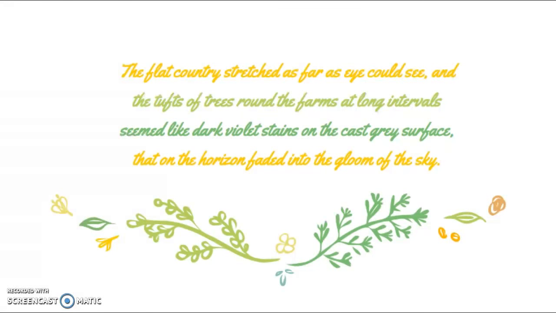So here's an example. The flat country stretched as far as the eye could see, and the tufts of trees round the farms at long intervals seemed like dark violet stains on the vast gray surface that on the horizon faded into the gloom of the sky. This is not a beautiful landscape, it's a pretty gloomy one.